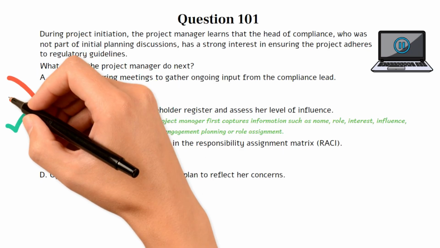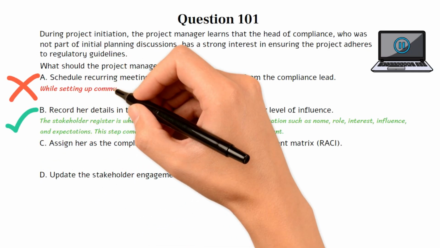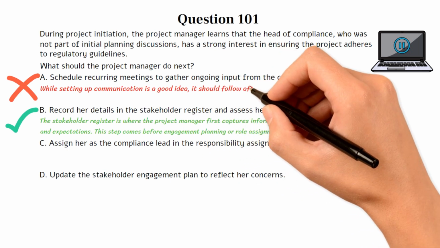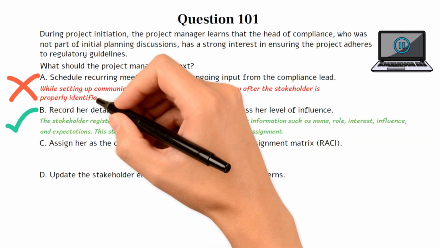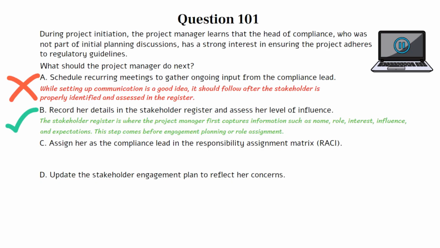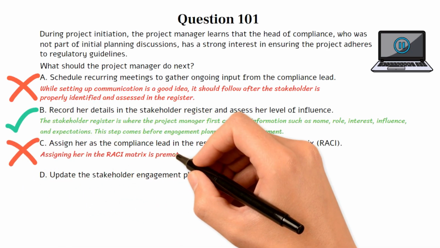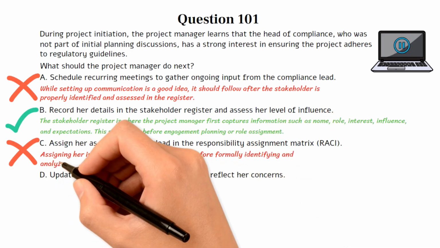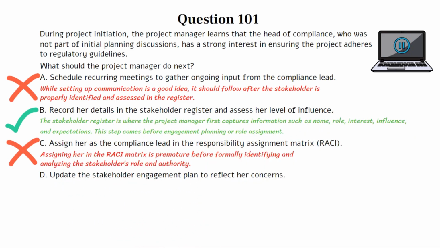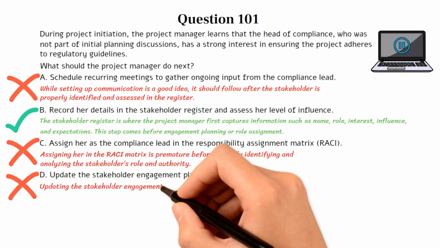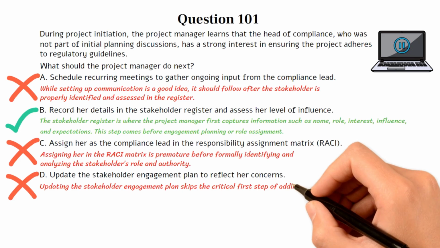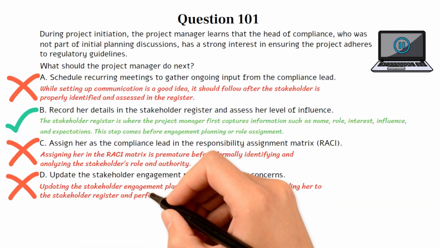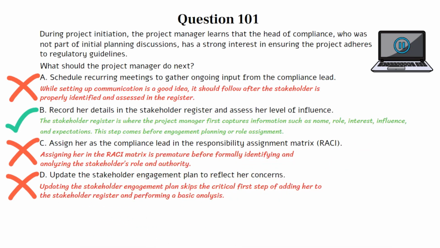Choice A is incorrect. While setting up communication is a good idea, it should follow after the stakeholder is properly identified and assessed in the register. Choice C is incorrect. Assigning her in the RACI matrix is premature before formally identifying and analyzing the stakeholder's role and authority. Choice D is incorrect. Updating the stakeholder engagement plan skips the critical first step of adding her to the stakeholder register and performing a basic analysis. Let's move on to the next question if you're ready.